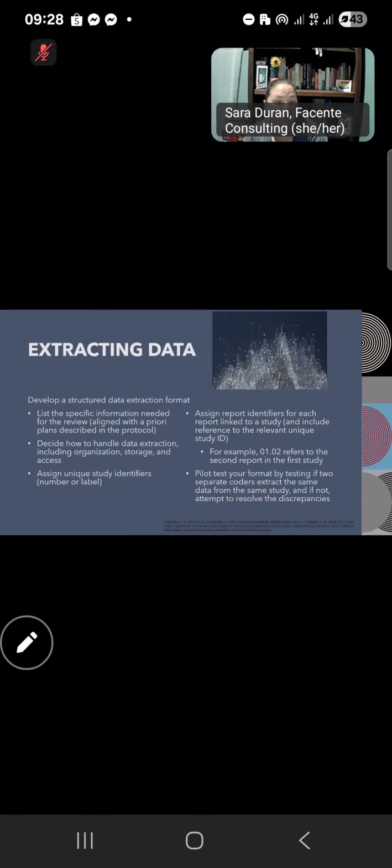You'll need to decide how to handle the data extraction process itself. So how will you organize and store the extracted data? Who will have access to it? Will you extract data into Excel, Covidence, REDCap, something else? It's also a really good idea to assign unique identifiers to each study.